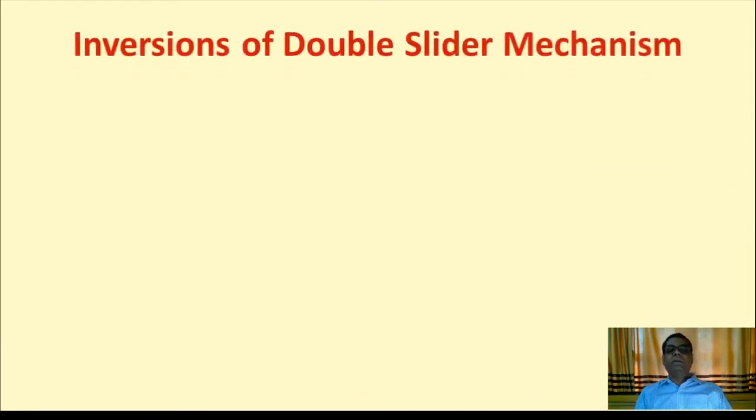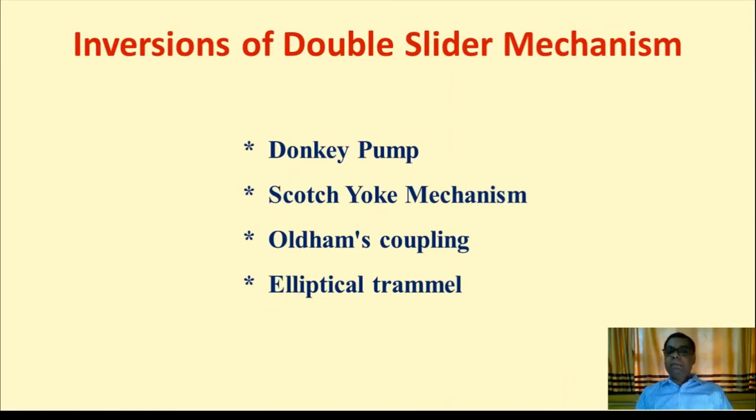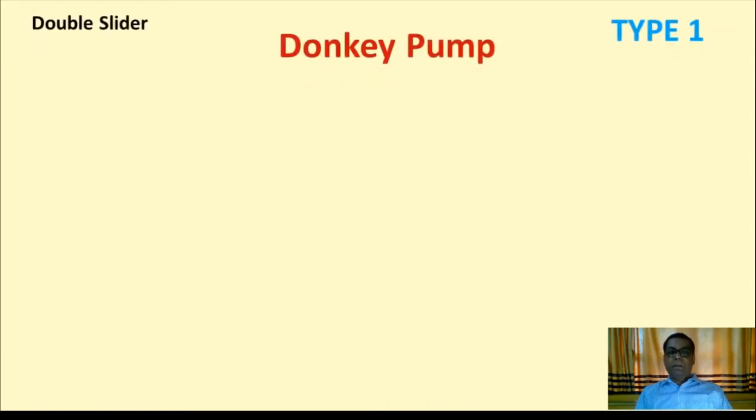Now the inversions. If you are going to discuss the double slider mechanism, there are many, but today we are going to discuss only the first 4 types, that is donkey pump, Scotch-Yoke, Oldham's coupling, and elliptical trammel. So first, the donkey pump, that is type 1 of the double slider mechanism.